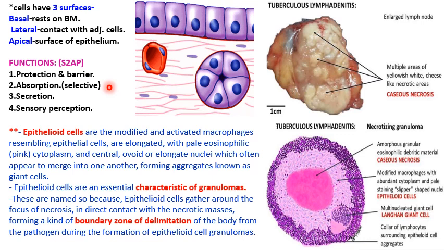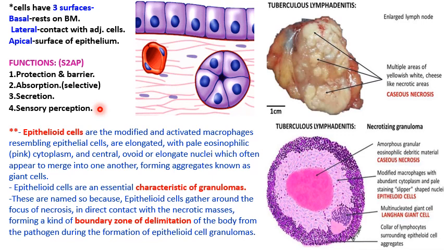Absorption is again a selective function where, for example, in the intestine, epithelium absorbs the nutrients from the digested food, which then undergo various metabolisms. And then secretion. It can synthesize and secrete some products. For example, the salivary glands secrete saliva, and the cells of the gallbladder secrete bile and things like that. And the sensory perception.